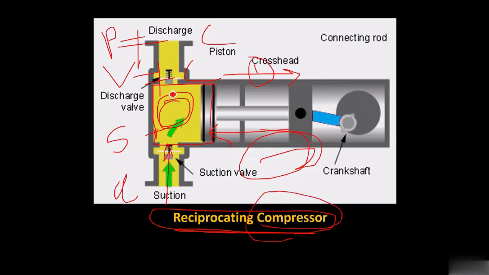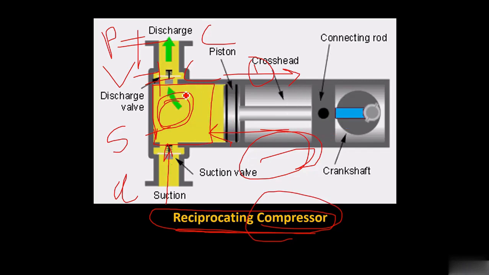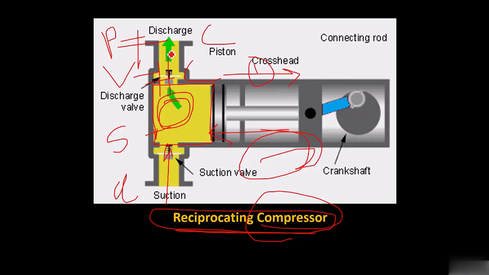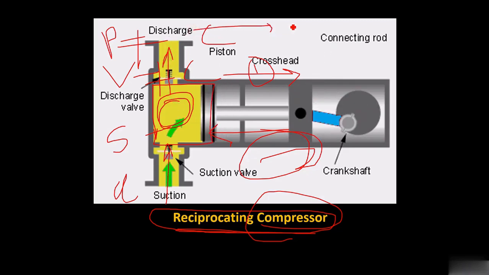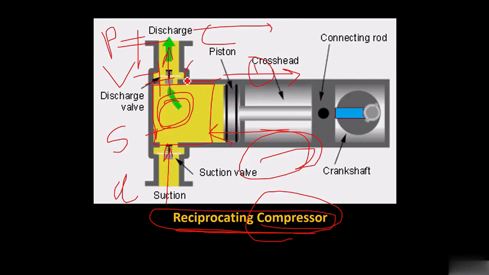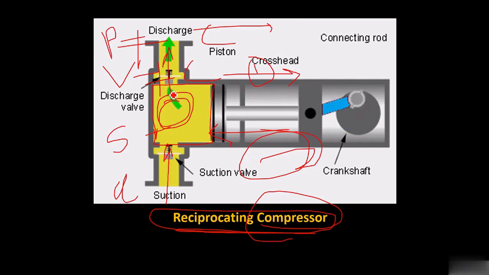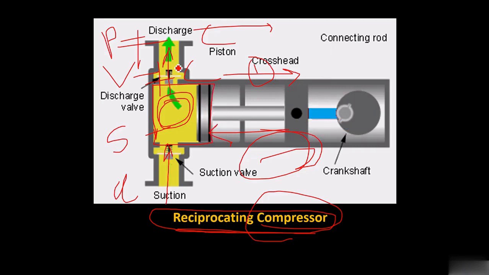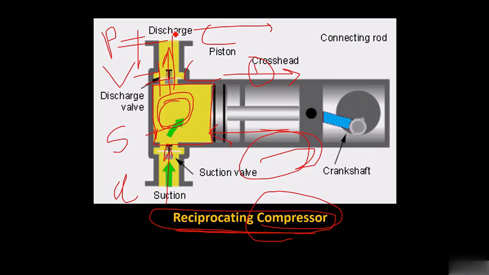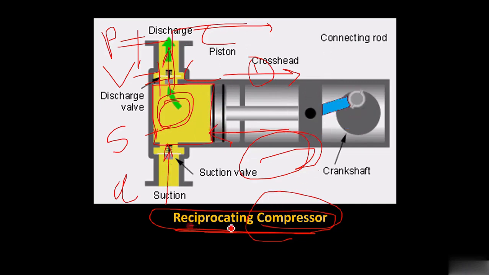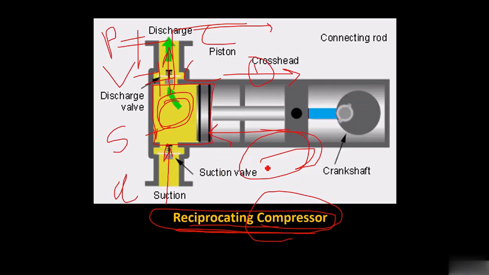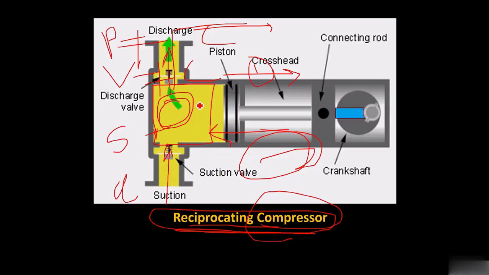Once enough pressure is built in the air or gas, it is delivered to the storage tank. This is going to the storage tank. The delivery is through the non-return valve, into the storage tank. This is the simple working of the reciprocating compressor, or we can say the working phenomenon of the compressor.